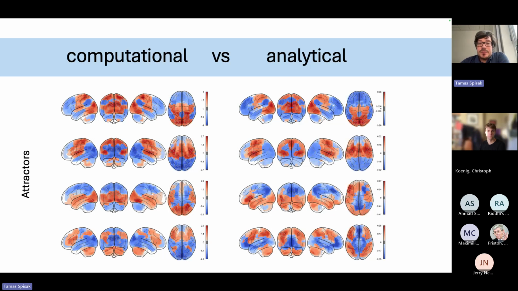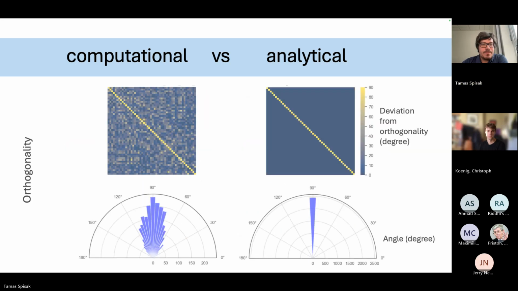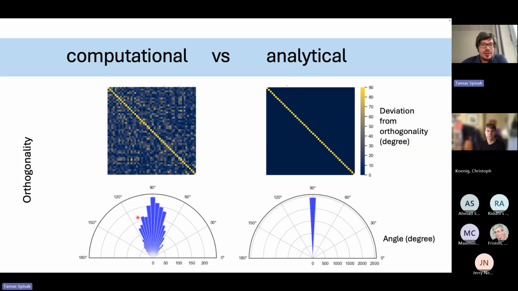We have investigated it in resting state fMRI data, and it turned out that the strongest attractors are very similar with these two approaches. This is the computational, this is the analytical. And per definition, the analytically derived attractor states are orthogonal to each other. But as you can see, they are very, very similar to the computationally derived attractor states. If you don't believe your eyes, then we can also look at the angles between the attractor states. As I mentioned, for the analytical approach, from the multiple solutions, we choose the one with perfect orthogonality, but there is no such assumption for the computational approach. And we get this, which I would say is not a bad result.